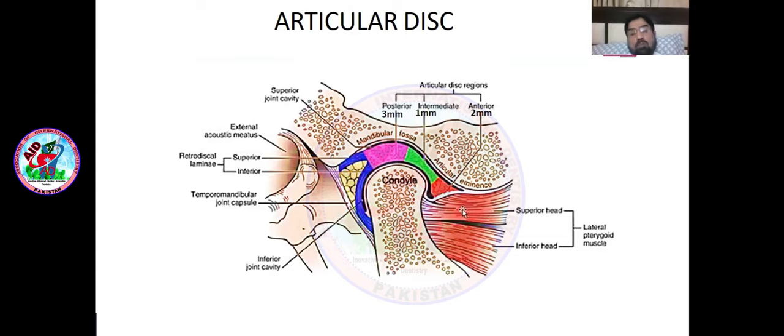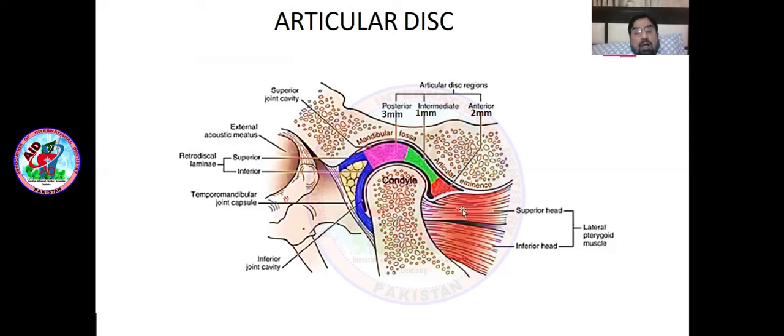And then you come to yellow, that is the intermediate zone, and that is 1 mm. And when you go to the posterior articular disc area, that is 3 mm. That means this articular cartilage is the thickest at the most posterior level, the thinnest at the intermediate level, and it is intermediate, or 2 mm, in the anterior region.